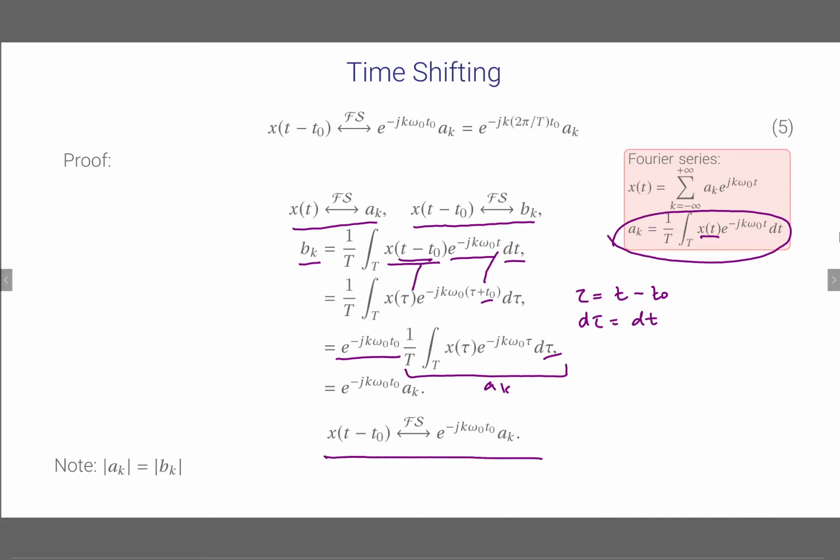So you will notice that since the magnitude of e to the power of jk omega naught t naught is 1, a_k's magnitude is the same as b_k's. So therefore here you can see there is a phase shift only.